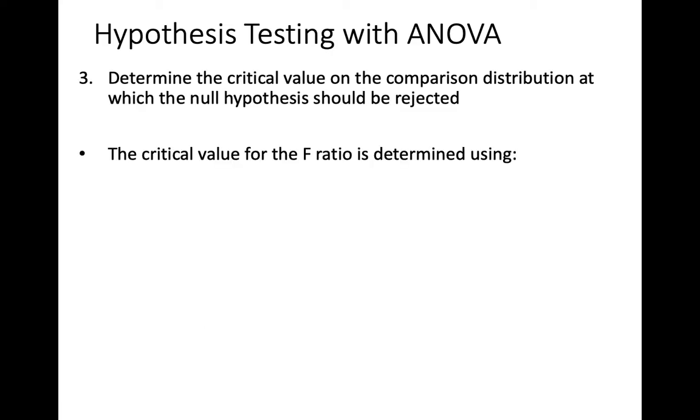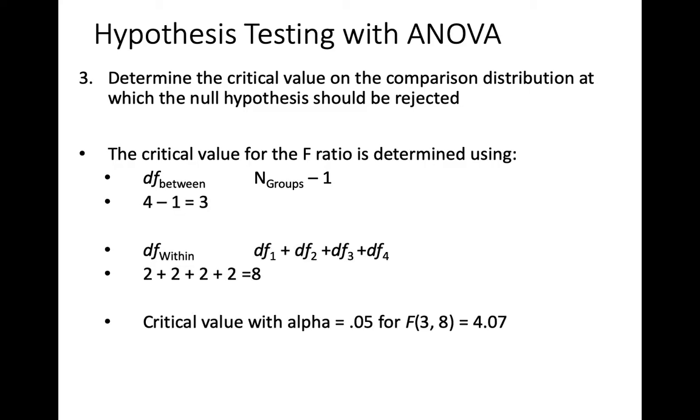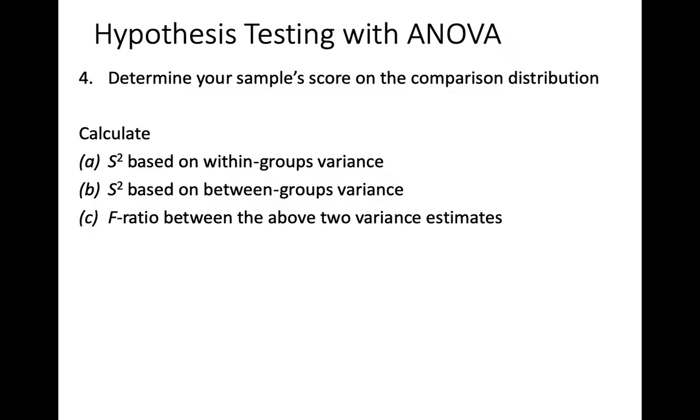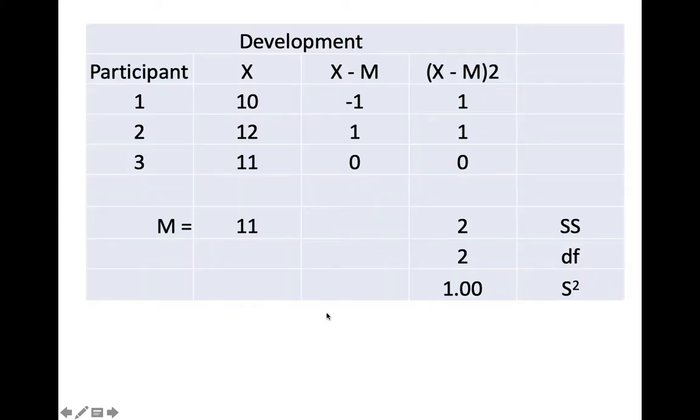So we're going to determine our critical value. We do that based on 3 and 8 degrees of freedom at an alpha level of 0.05. The critical value ends up being 4.07, and we get that from our lookup table. Okay, so now to determine our F ratio, we've got 3 overall calculations to do. We have to determine the estimate of population variance based on the within groups approach, the estimate of population variance based on the between groups approach, and then we're going to calculate the ratio of those 2 variance estimates.